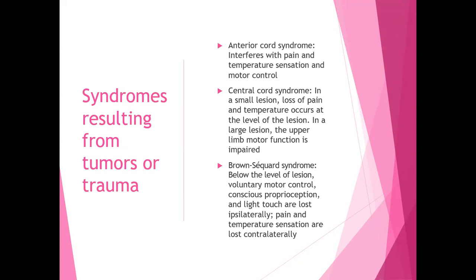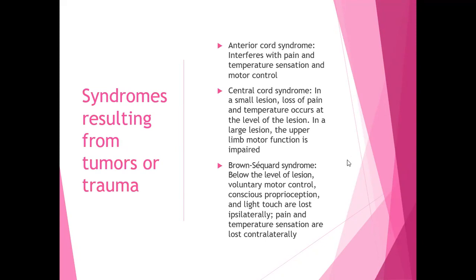So central cord syndrome is usually a loss of pain and temperature at the level of the lesion. So that's the segmental effect. And then upper limb motor function, that's the vertical effect in central cord syndrome. So you get both in central cord syndrome. In Brown-Séquard syndrome, it's a hemisection of the cord.